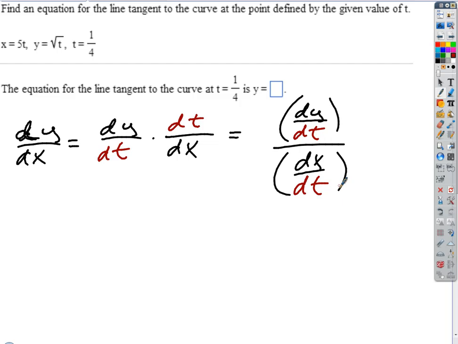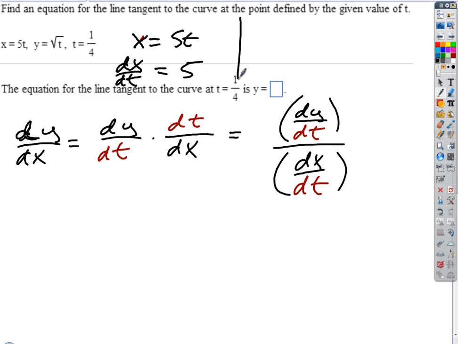Now think though that what look like fractions there may not necessarily be fractions. These just mean derivatives, right? So let's just take these two functions and find dx dt and dy dt, and then we can use either way we want to, it doesn't matter. So if x equals 5t, dx dt is what? 5.